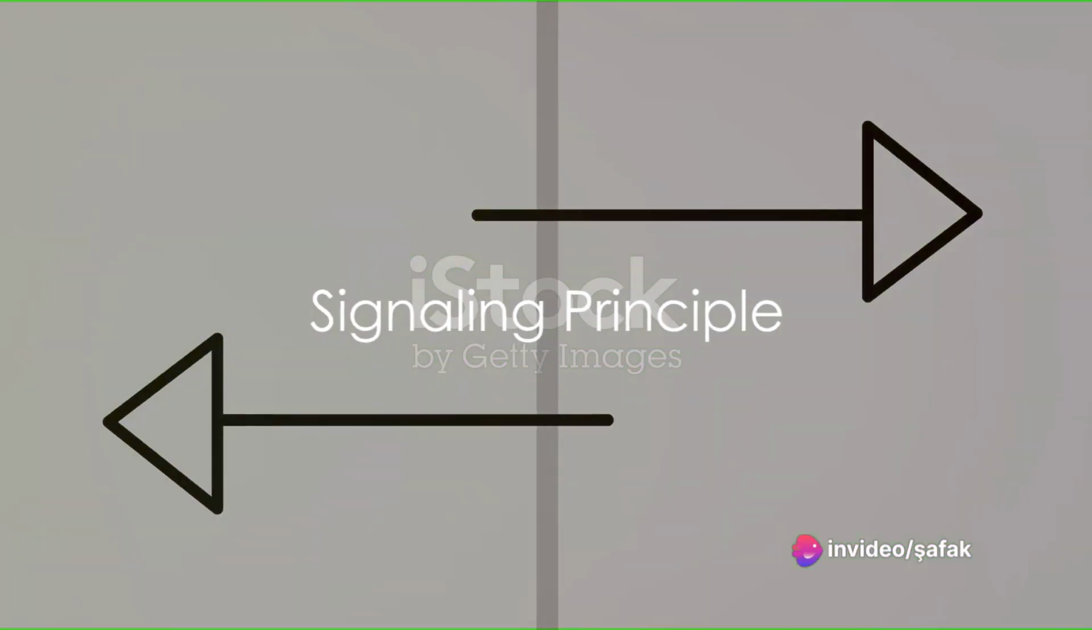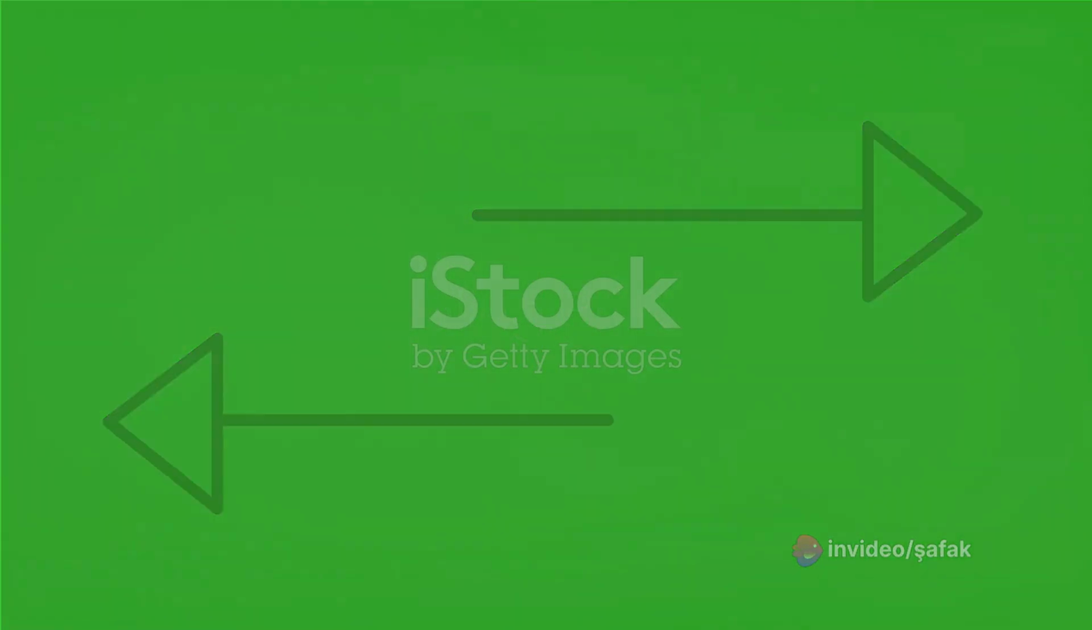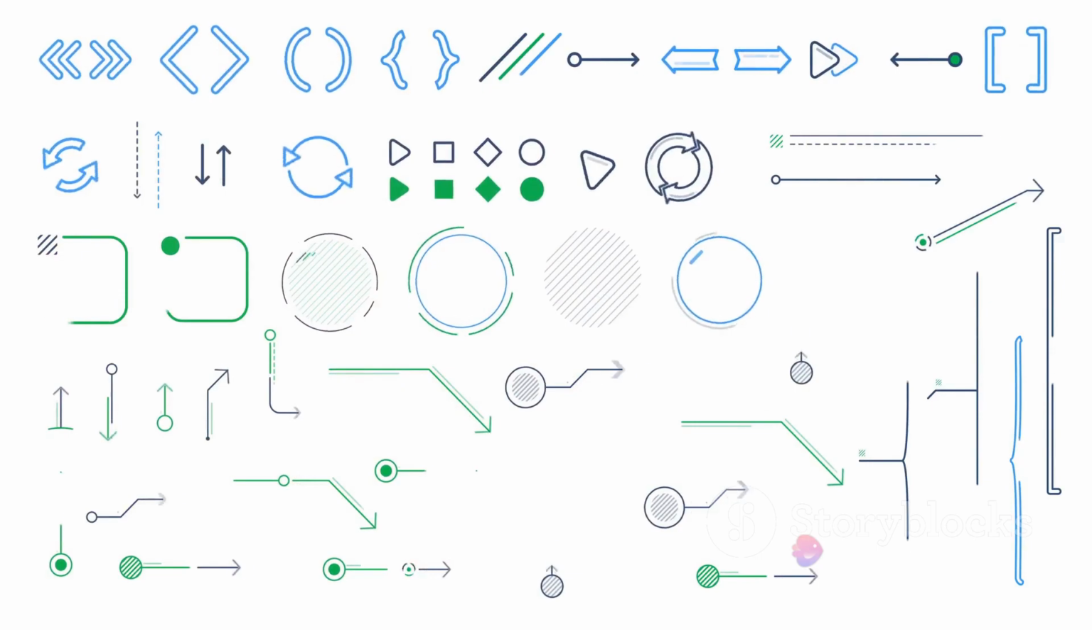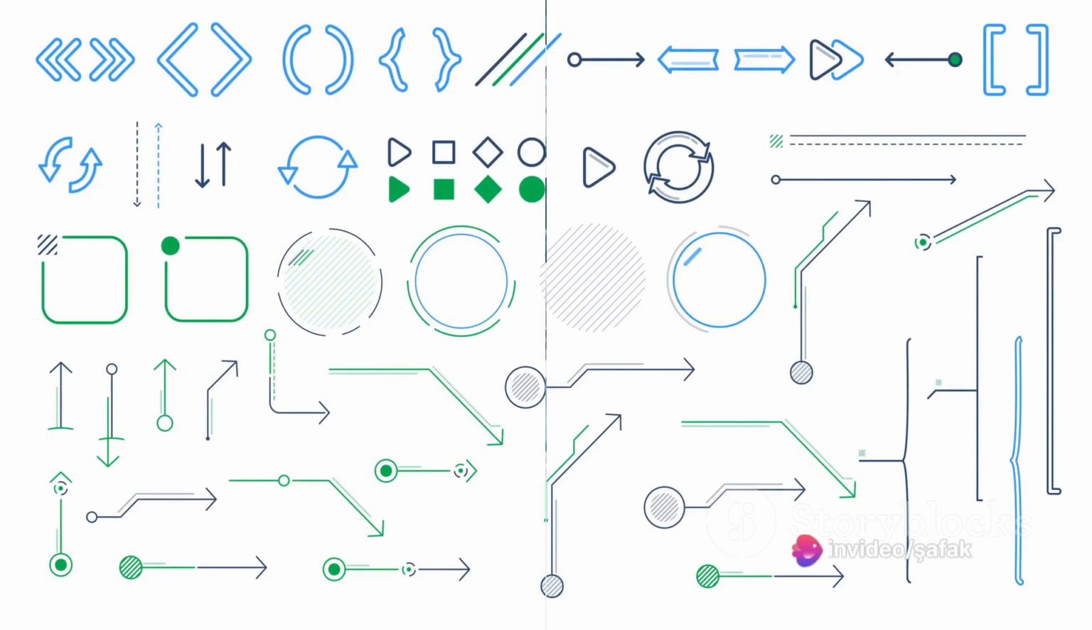Next, the signaling principle. This principle emphasizes the importance of guiding the learner's attention. Use cues to highlight the organization and key elements of the material, aiding in information retention.